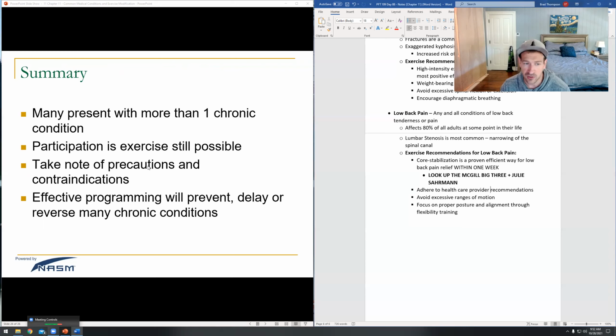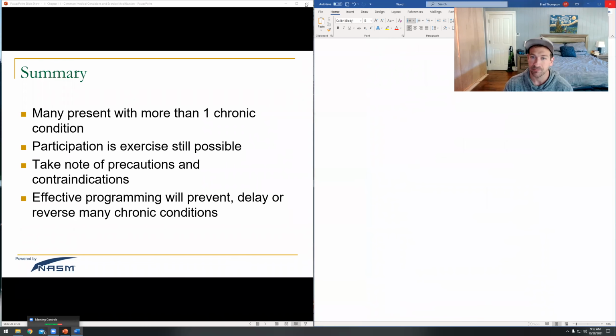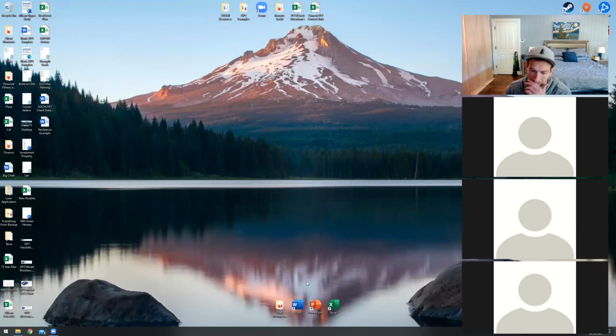So a lot of chronic diseases, but still our clients can absolutely engage in exercise. We just want to make sure that we're paying attention to any of the contraindications related to those. So avoiding excessive ranges of motion is a contraindication for clients with low back pain or osteoporosis, and being cautious about things like foam rolling. And that's it, guys. Pretty gentle compared to yesterday's lesson, and I only went crazy for a good 20 minutes of it.